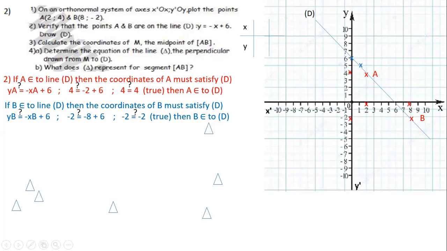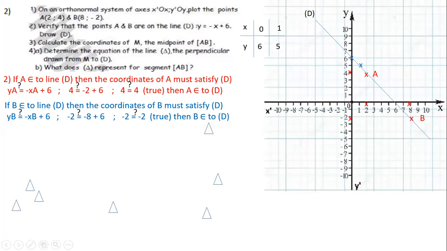Then we take a value for x to get y. So the first value we take for x is 0. If I take x equals 0 and replace it in D, I will get y equal to 6. The second value we take for x is 1. If we write x as 1, minus 1 plus 6, I get 5.